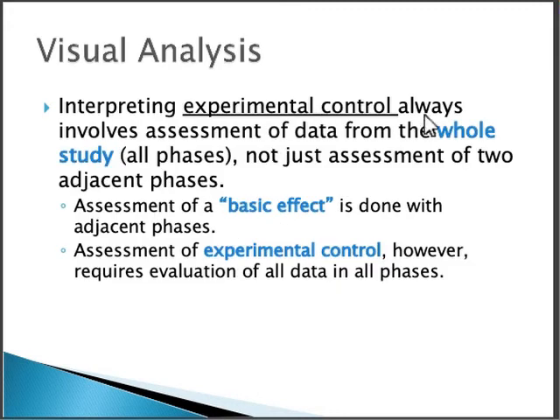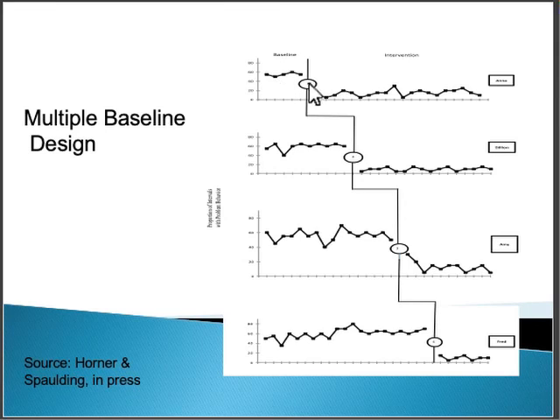So interpreting experimental control always involves assessment of data from the whole study, all phases, not just assessment of 2 adjacent phases. Assessment of a basic effect is done with adjacent phases. Assessment of experimental control requires evaluation of all data in all phases. So we have a basic effect when we have the simple ABAB design. Functional relation then is made when we have a basic effect along 3 opportunities.